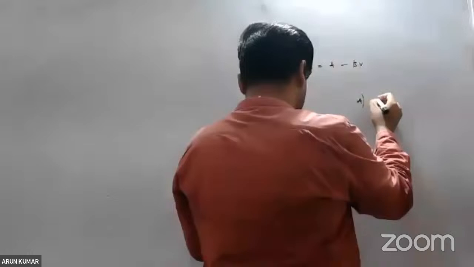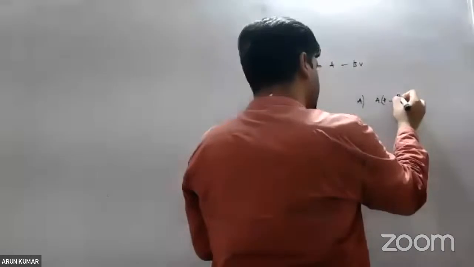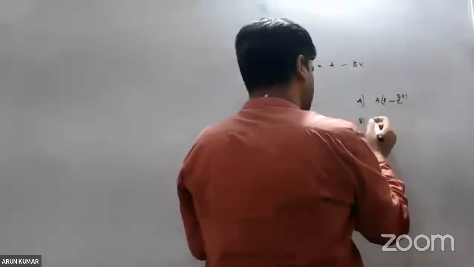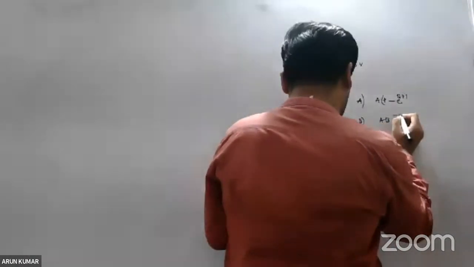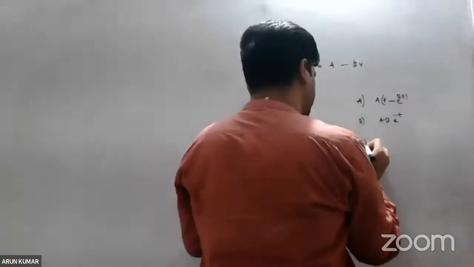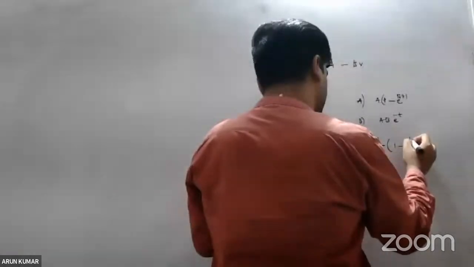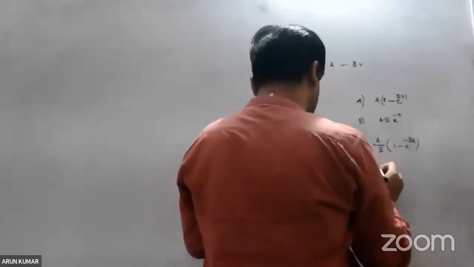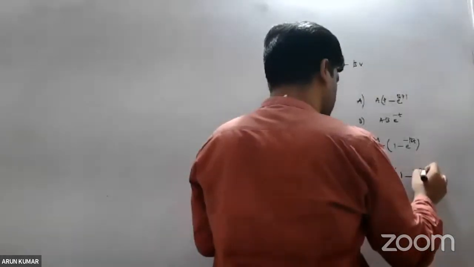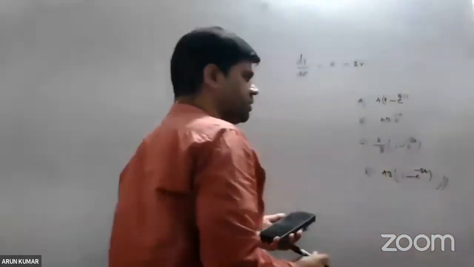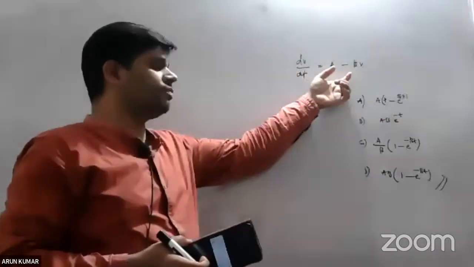Option A: a into 1 minus e power bt. Option B: ab into e power minus t. Option C: a by b into 1 minus e power minus bt. Option D: ab into 1 minus e power minus bt. So which of these is correct? I have given acceleration as a function of velocity.